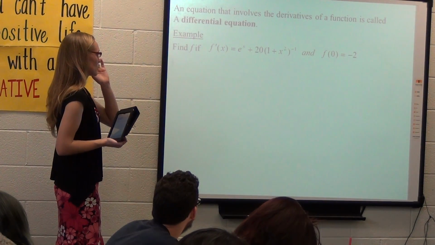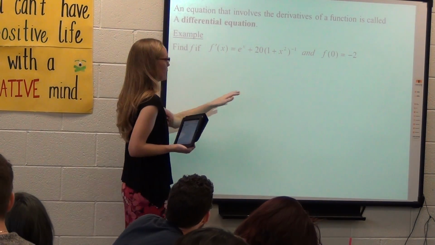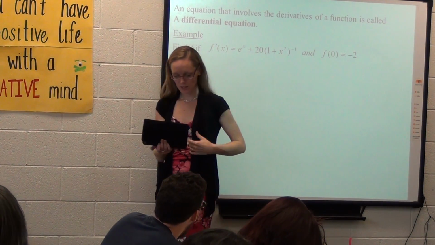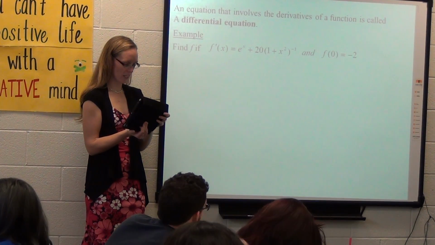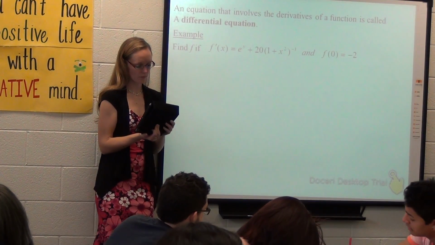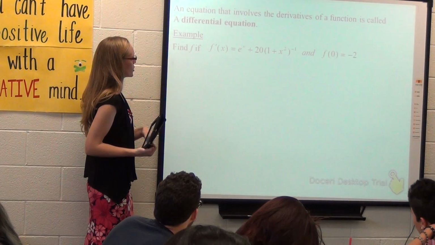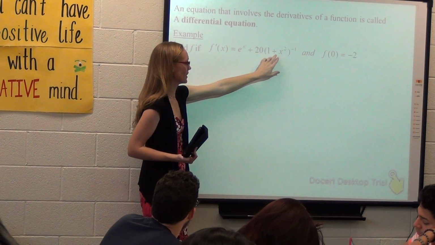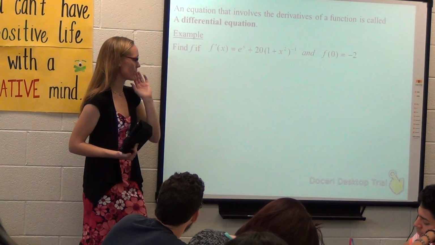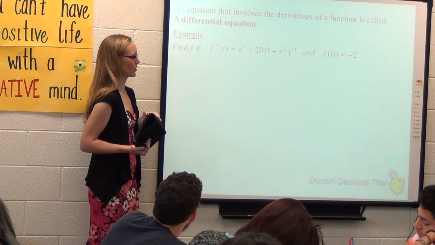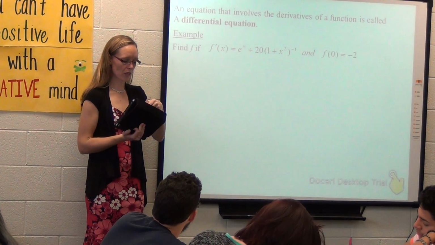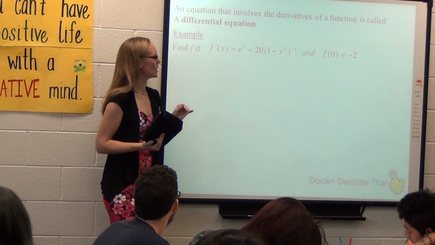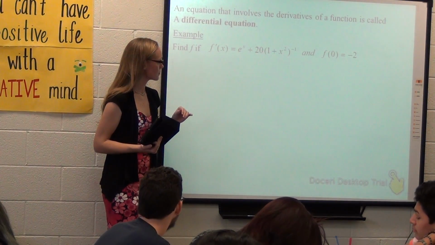So in this case, this is one of these situations where we've been given an initial condition. So we're going to talk about this after we antidifferentiate. Okay, this question is asking us to find f if f prime of x equals e to the x plus 20 times (1 plus x squared) to the negative 1, and f of 0 equals negative 2. So what are we being asked to do? Find the antiderivative of f.